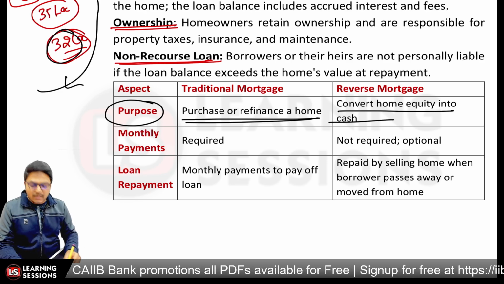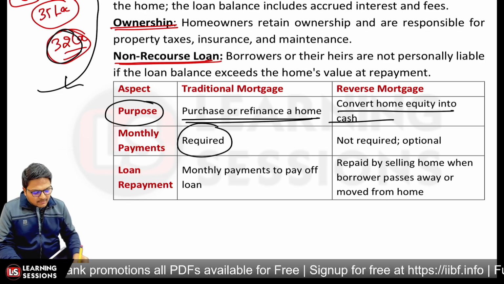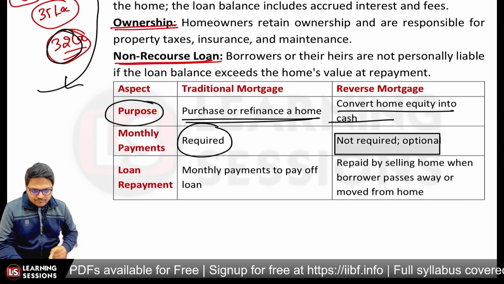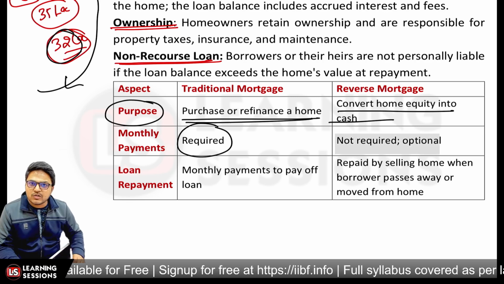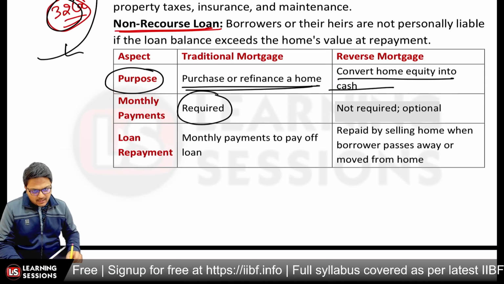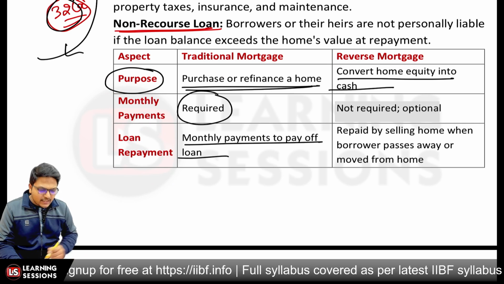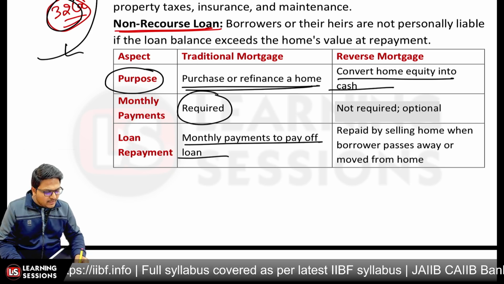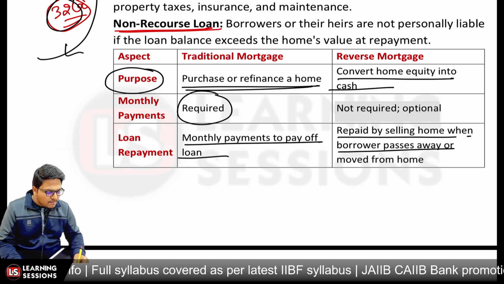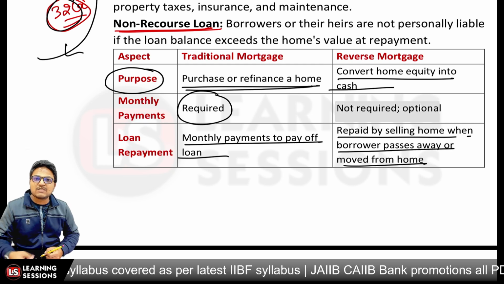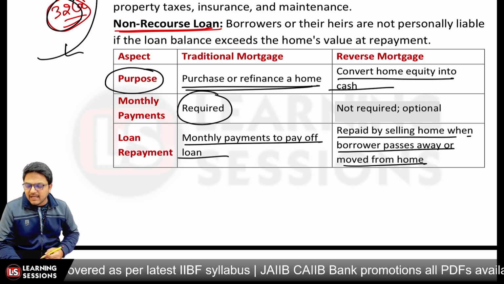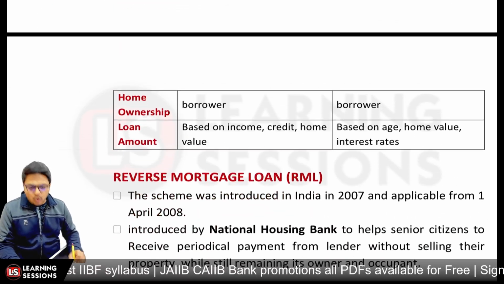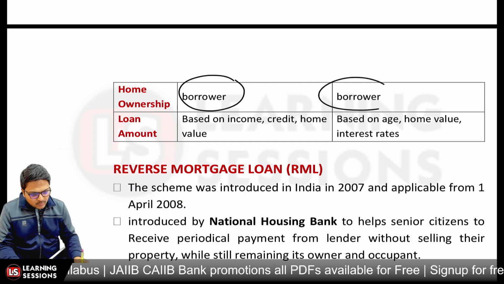And is monthly payment required in case of a traditional mortgage? Yes, it is required. But in case of a reverse mortgage, it is not required. It is quite optional in that scenario. And for the loan repayment, in case of a traditional mortgage, it is to be repaid in monthly installments, whereas in a reverse mortgage the loan repayment will be done by selling the home when the borrower passes away or has moved from the home. In that scenario, the home will be sold and the loan amount will be repaid, and home ownership in both scenarios remains with the borrower.